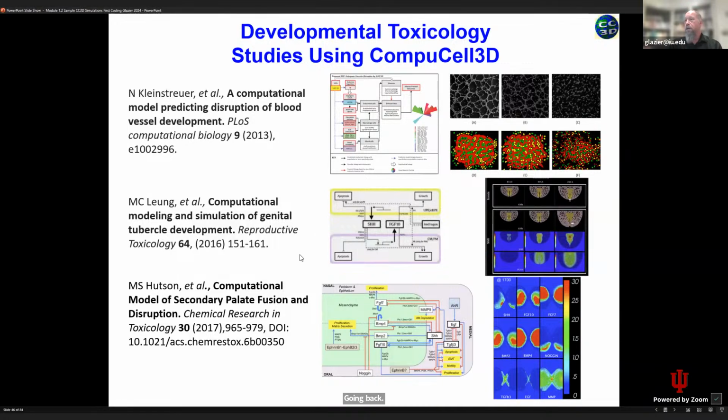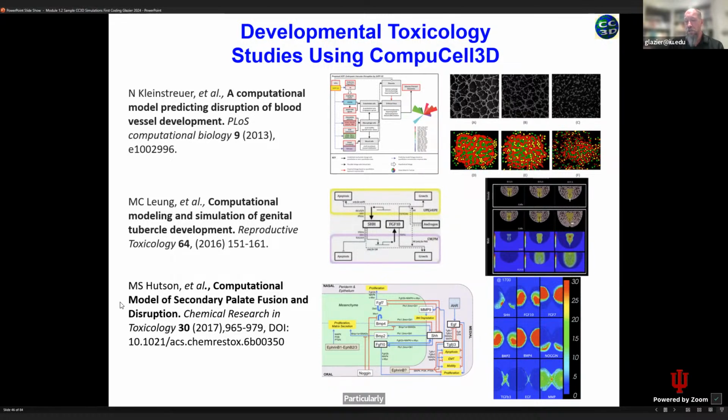Max Lung looked at genital formation. There was a lot of concern that estrogen in the environment could lead to feminization of the genitalia of animals and humans. And he was studying early development of the urogenital structures and showed how particular kinds of disruptions could lead to particular morphological failures in urogenital development.